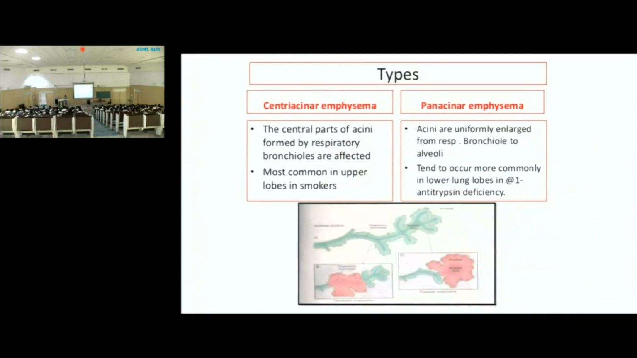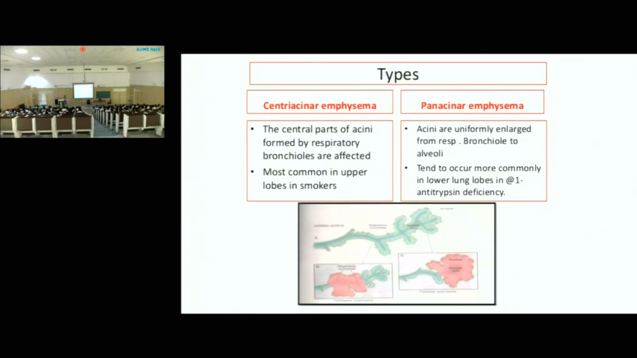So what are the types? As I told you, there is centriacinar and panacinar. In centriacinar, the central part of the acinus, formed by the respiratory bronchioles, is affected. Where does it commonly occur? It commonly occurs in the upper lobes, and it is commonly associated with smokers. While in panacinar, the acini are uniformly enlarged from the respiratory bronchioles to the alveoli or alveolar sac, and that tends to occur more commonly in the lower lobes.